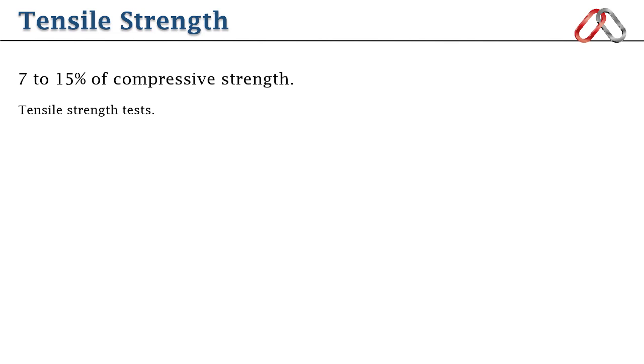Now move to another property, the tensile strength of concrete. We know it very well that concrete is very weak in tension. That's why the tensile strength of concrete is only 7% to 15% of its compressive strength. We can measure the tensile strength of concrete in three ways: direct tension test, splitting test, and flexural tension test.